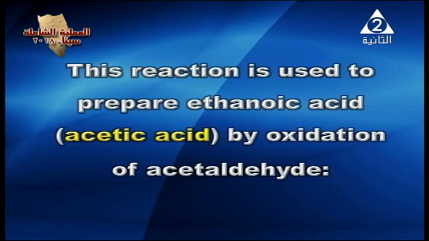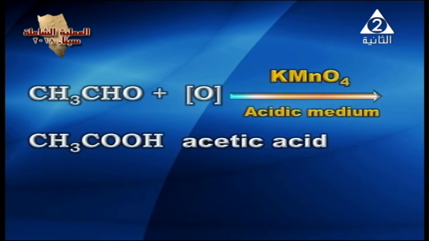This reaction is used to prepare ethanoic acid, or acetic acid, by oxidation of acetaldehyde. As shown on the screen, acetaldehyde, or ethanal, on oxidation gives acetic acid. This oxidation takes place by an oxidizing agent. Here it is acidified potassium permanganate, that is, potassium permanganate with sulfuric acid added to make an acidic medium. This potassium permanganate has a violet color, so its color will be removed.